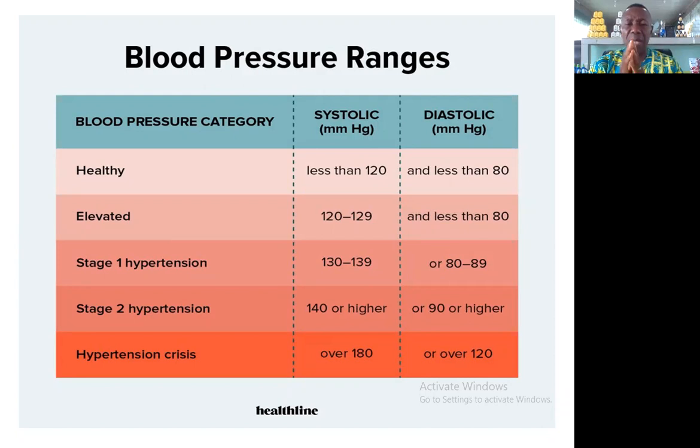Then one can have stage 1 hypertension. That is when you have the systolic rising to 130 to 139, and then the diastolic around 80 to 89. Stage 2 hypertension is a case where you have your systolic at 140 or higher, and the diastolic at 90 or higher. Then one can have a hypertensive crisis when the systolic stands at 180 and above, and the diastolic at 120 and above. This is a case of crisis.